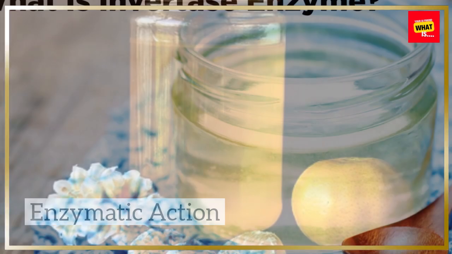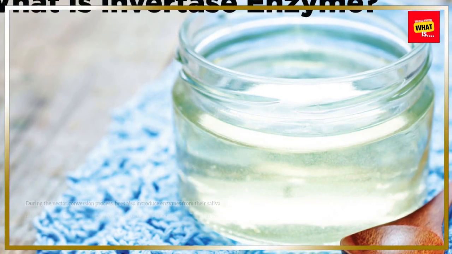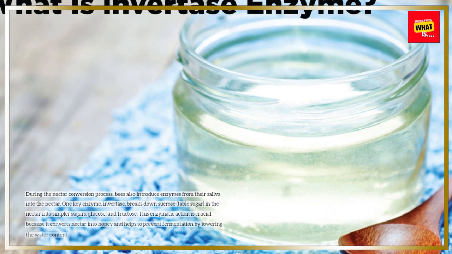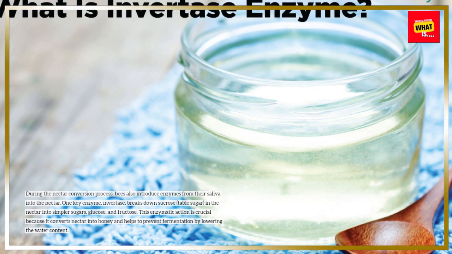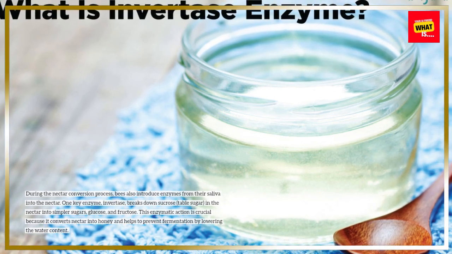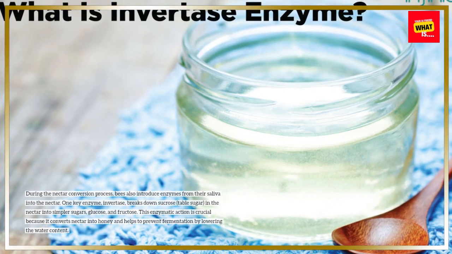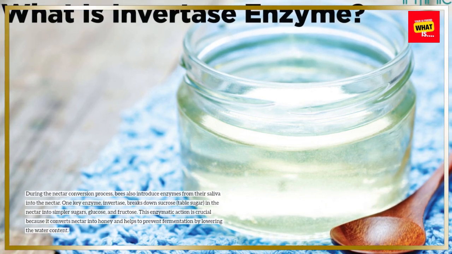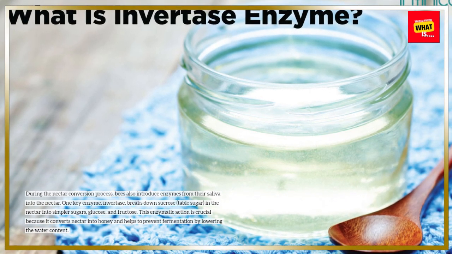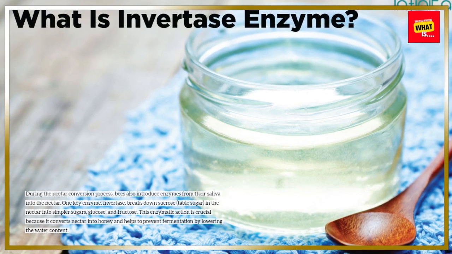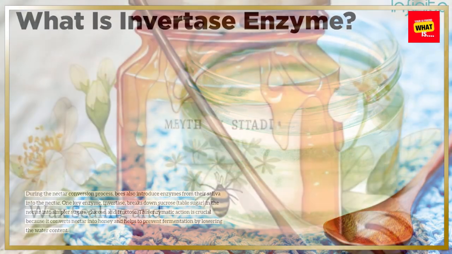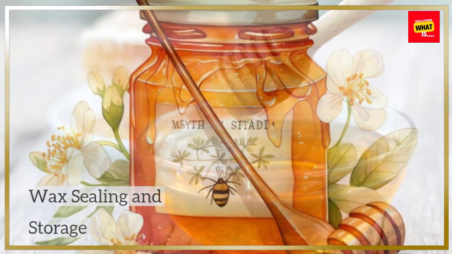Enzymatic action. During the nectar conversion process, bees also introduce enzymes from their saliva into the nectar. One key enzyme, invertase, breaks down sucrose, table sugar, in the nectar into simpler sugars, glucose, and fructose. This enzymatic action is crucial because it converts nectar into honey and helps to prevent fermentation by lowering the water content.